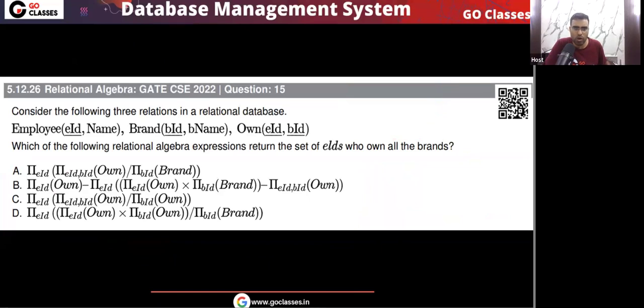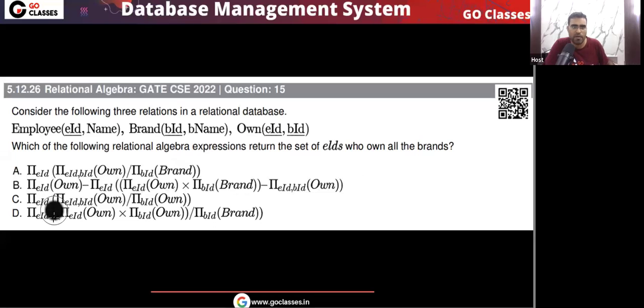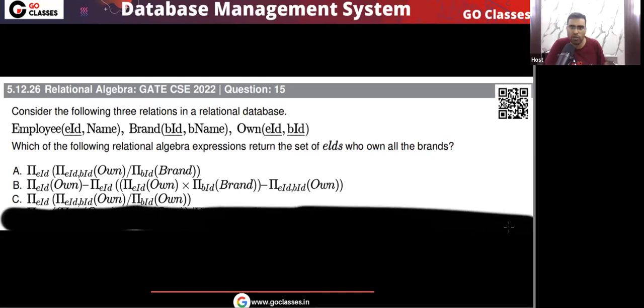What about the remaining options? Let's look at them. First, let's look at the easy options. Let's look at option C. Tell me, is this option C correct? Let me know. What is the difference between option C and option A? Anyone? See, in option A, you have this brand.